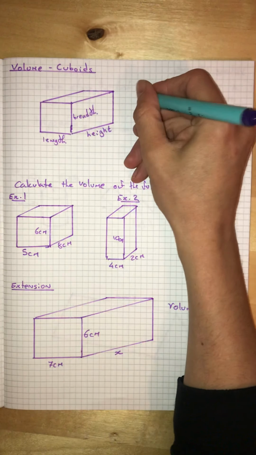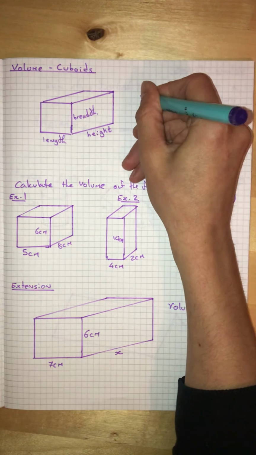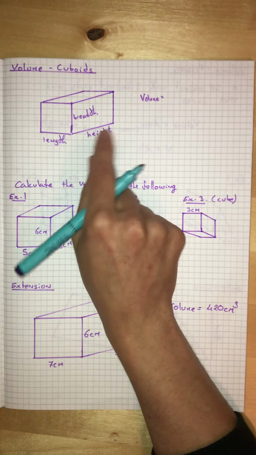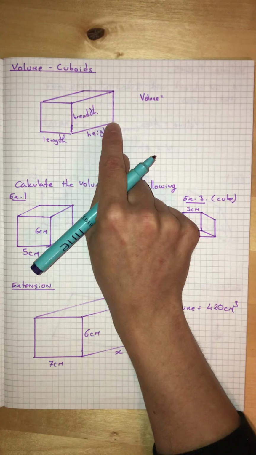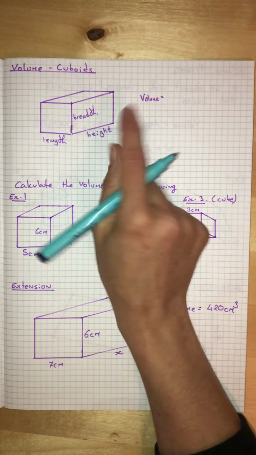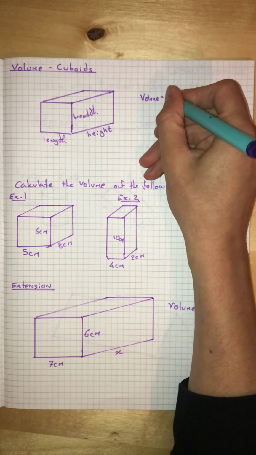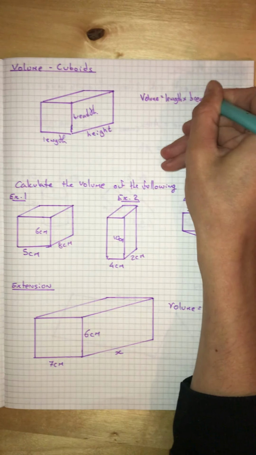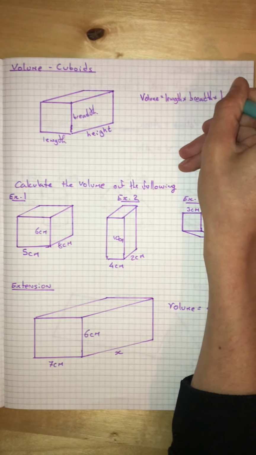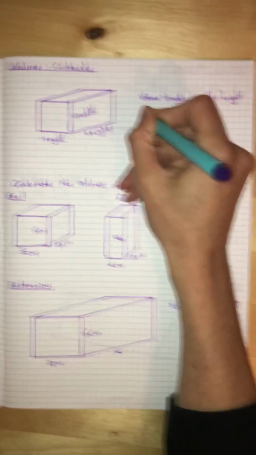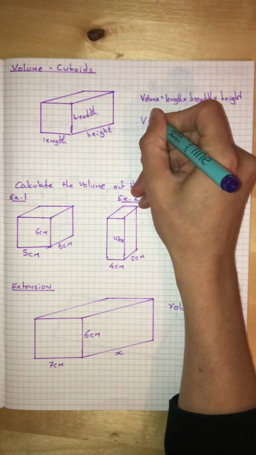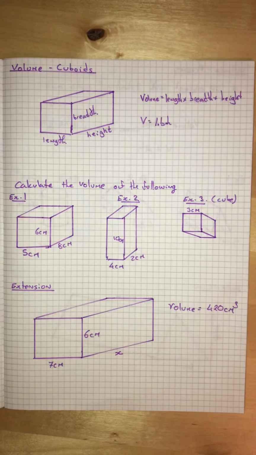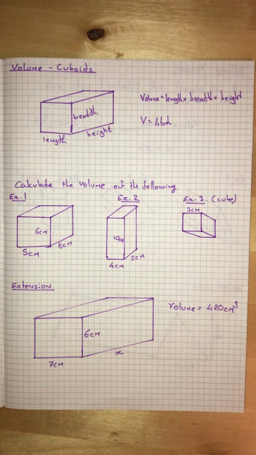So for the formula, for volume, you've got a length and a breadth, but now we think of it as the height. Even though it looks like it's just going along, we can still think of that as a height. So volume equals length multiplied by breadth multiplied by height. Or if we're going to be short, we could do LBH.